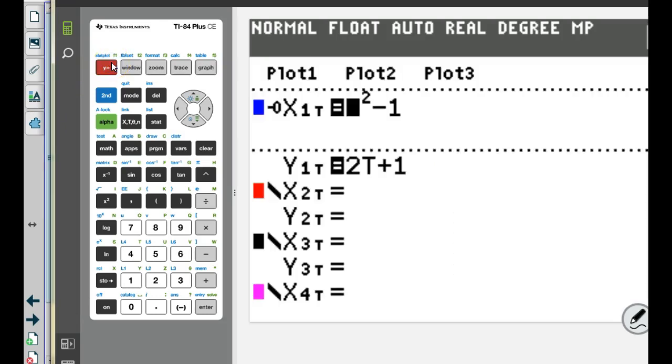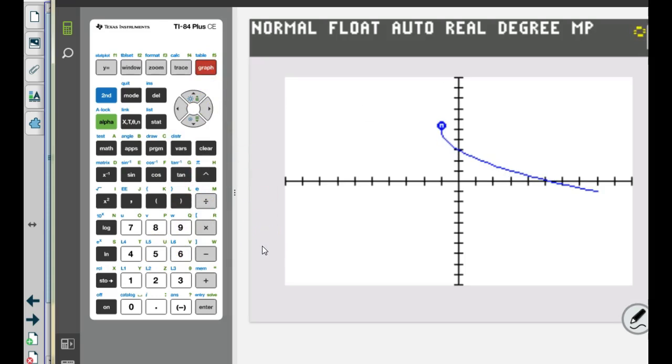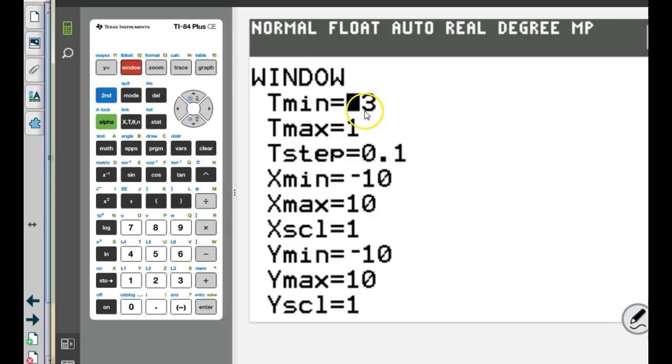What did I do? Oh, this one is supposed to be +5. Thank you. Window, I have -3 to 1.